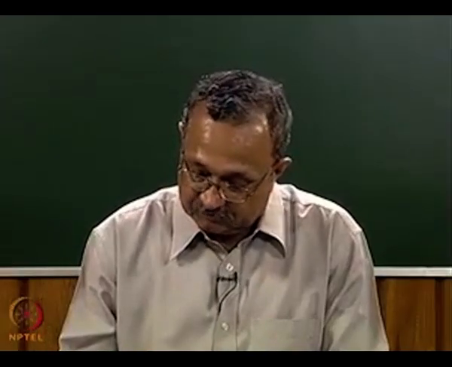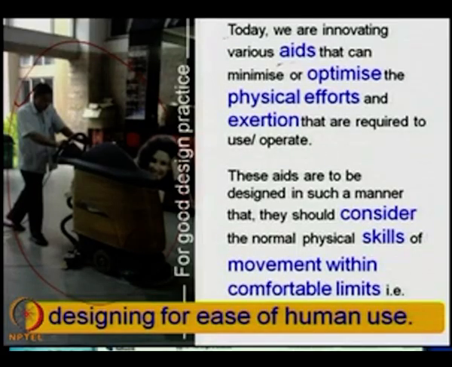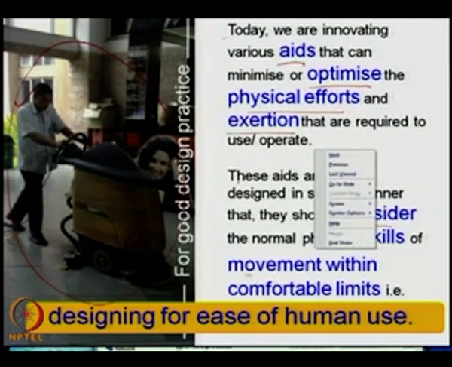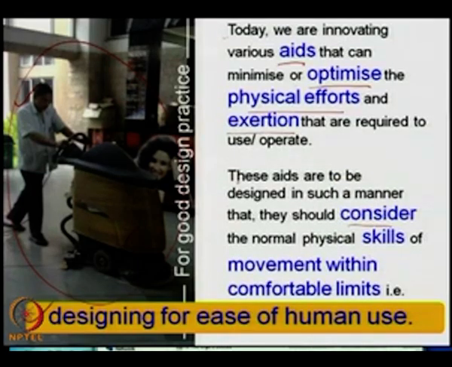Now, today we are innovating various aids that can minimize or optimize the physical effort and exertion required to use or operate them. These aids are to be designed in such a manner that they consider the normal physical skill of movement within comfortable limits, that is, designed for ease of human use.